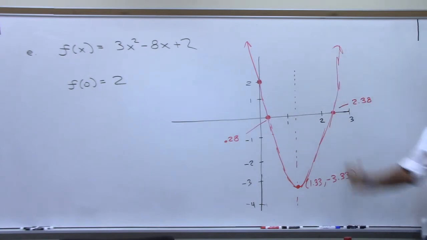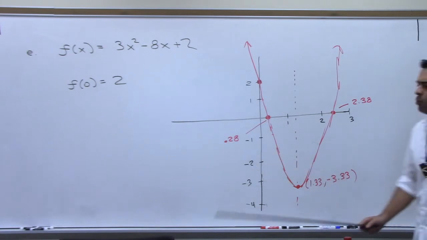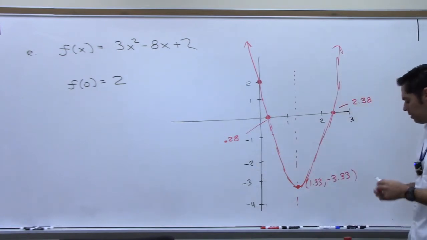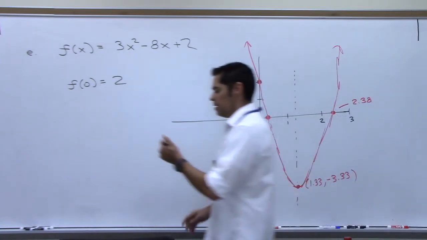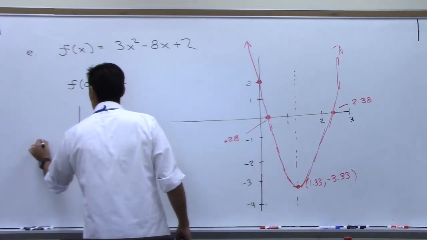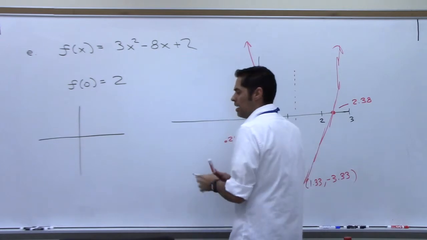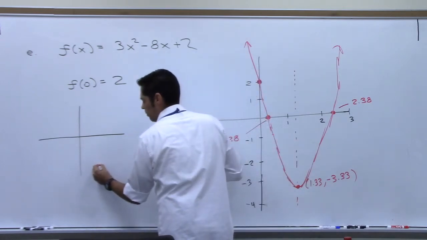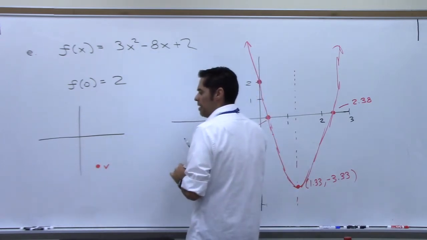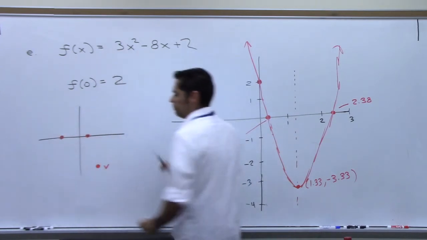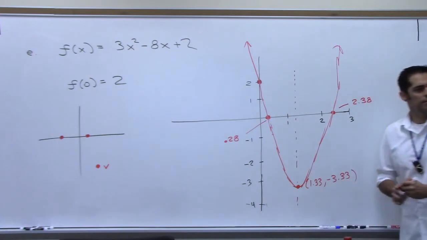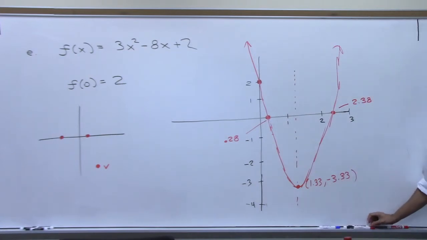You do your best. Here's the thing that you want to avoid, right? If you're doing a problem like this, and you come up with this information: you've got a vertex down here, I'll put V for vertex, and then you wind up with an X-intercept here and an X-intercept here. What's your conclusion? That would be wrong.